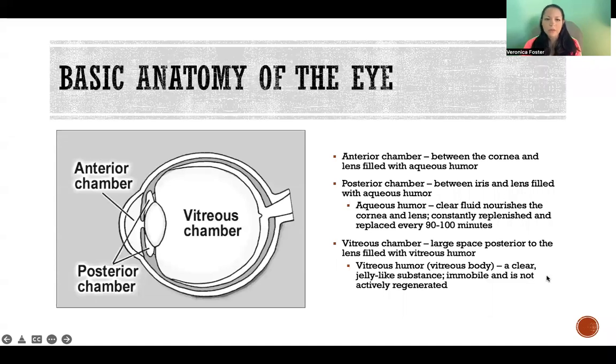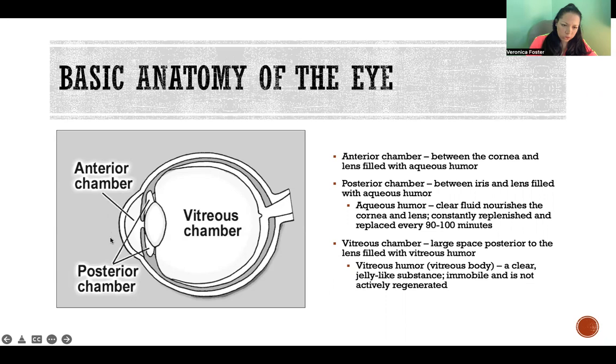So then looking inside of the eyeball, we have three chambers or three kind of sections within the eyeball. So the anterior chamber is all the way anterior. It's between the cornea and the lens. It's filled with what's called aqueous humor, which I'll describe in a second. Then the posterior chamber is right here, and that's between the iris and the lens. It's also filled with aqueous humor.